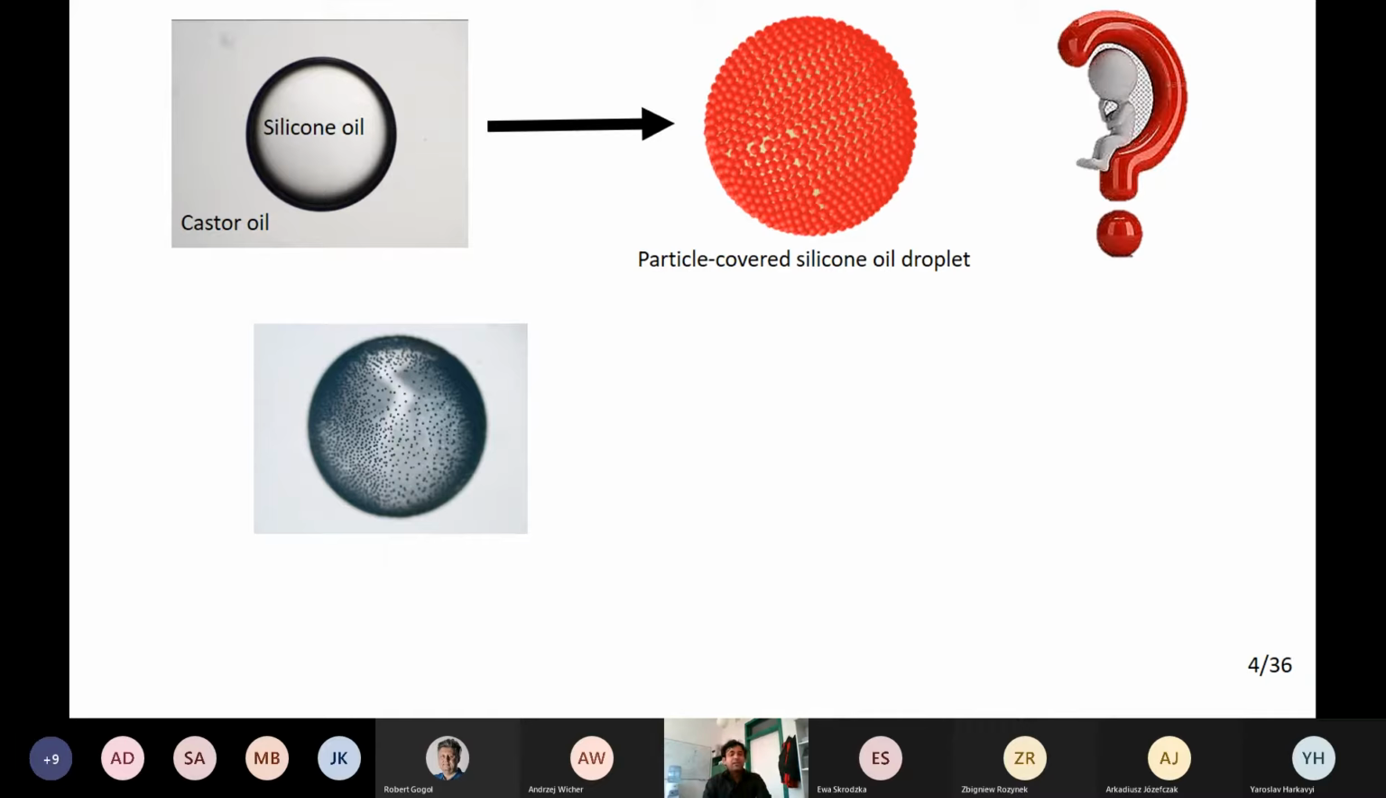What happens if we add conductive particles at the droplet interface? How will the droplet deform?